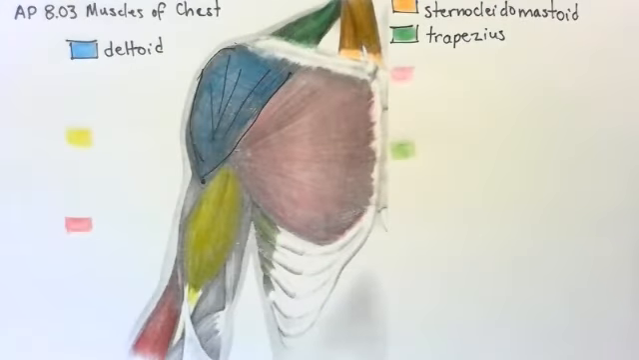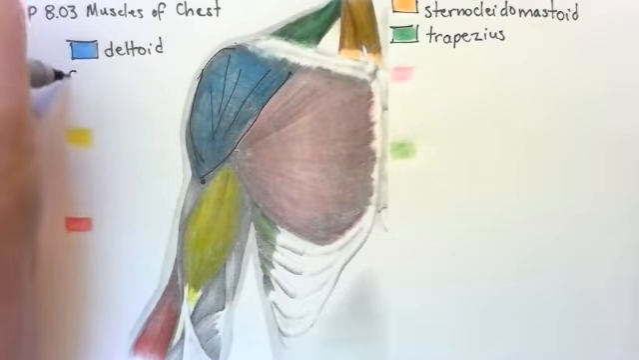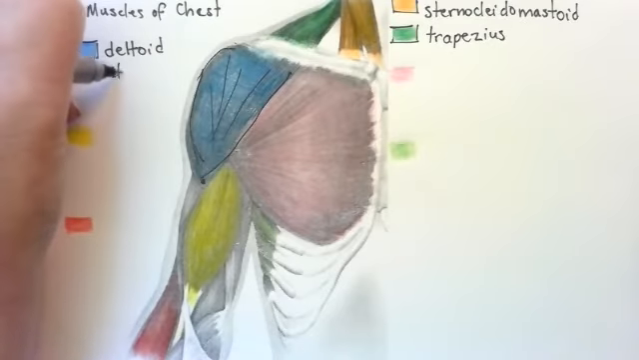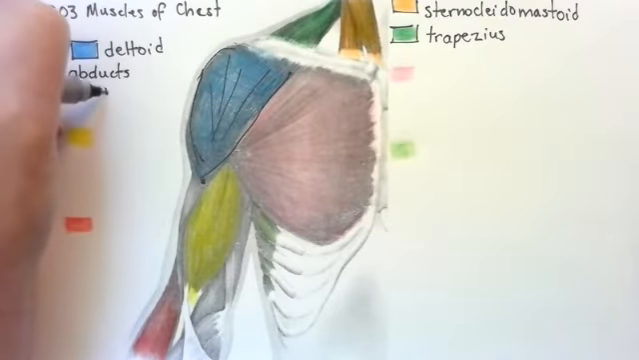So what's the function of the deltoid? If you have your arm down to the side and you contract your deltoid, you'll see that your arm lifts up away from your center line. So that's going to be abduction. So we say that the deltoid abducts the humerus.